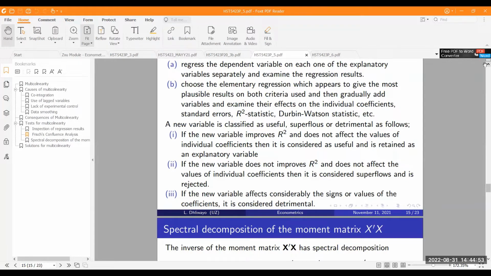Yes, there's someone outside here, my prefect. He has a question. His question is, we have performed three regression models there, so how are we able to identify which is the most plausible or the most important? Based on R squared, and also Durbin-Watson and so forth, that there's no autocorrelation and so forth.